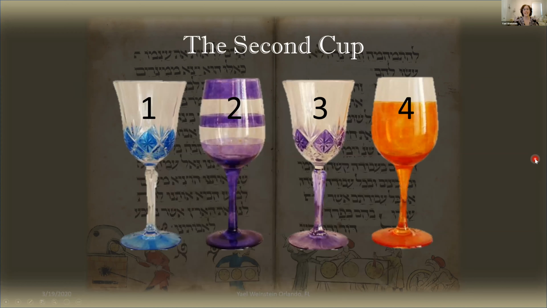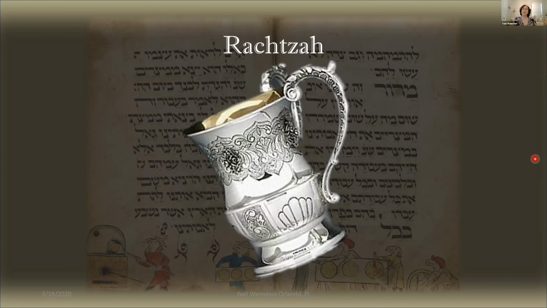Now we're on to the second glass. And again, raise your hands and raise your glass and you'll see that it's circled. And after the second glass, we're on to Rachtzah, being cognizant as always to be careful with your computer screen. You can have everybody stand up from every single room, go into the kitchens if that's where your washing station is. If you brought it into the Seder table, go ahead and do that. Whatever is comfortable, and say the Al Netilat Yadayim prayer.